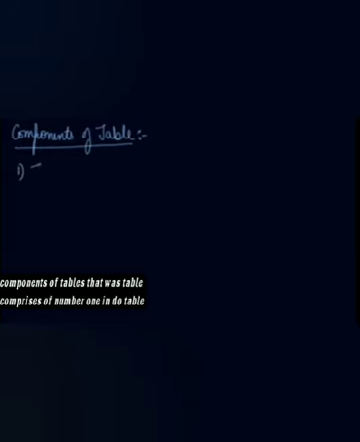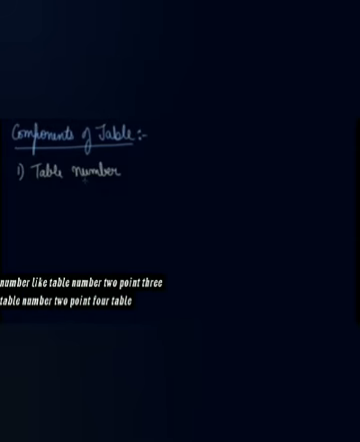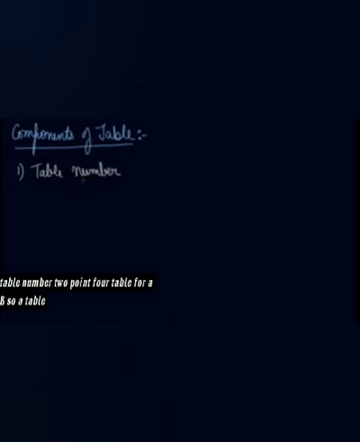Number one is your table number. See, whenever you will see a table in your books, you definitely find a table number like table number 2.3, table number 2.4, or table number A, B. So a table must be numbered. Different tables must have different numbers like 1, 2, 3. So table number is very important, the first component of table.